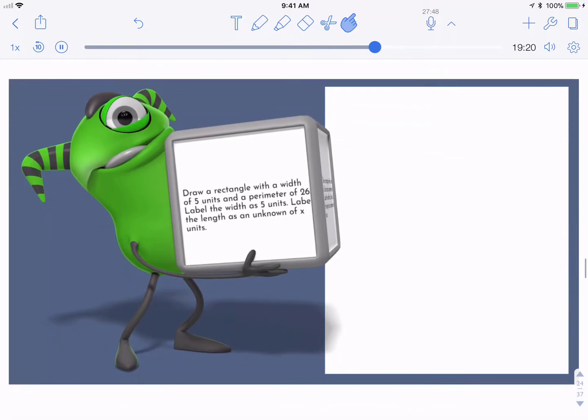Okay, so it says draw a rectangle with a width of 5 units and a perimeter of 26. Label the width as 5 units. Label the length as an unknown of x units. I've given you a little bit of space on the side here to try it out. Now, when I say try it out, that doesn't mean we expect you to already know the answer. That means that you're going to try to figure it out, to solve it. You're not expected to actually know how to do it. Just try it out.